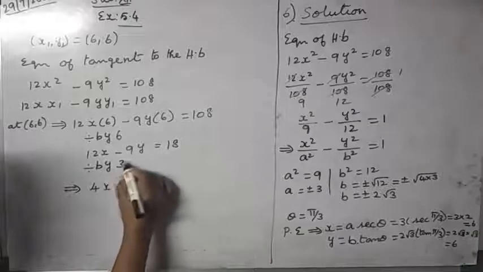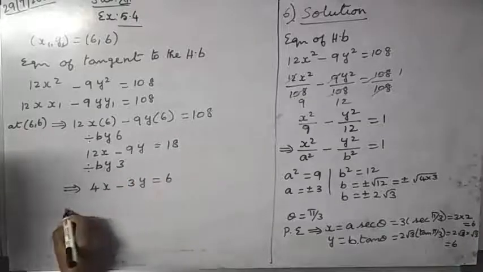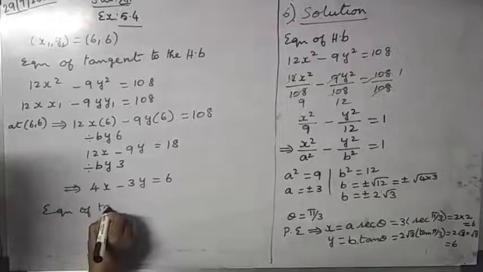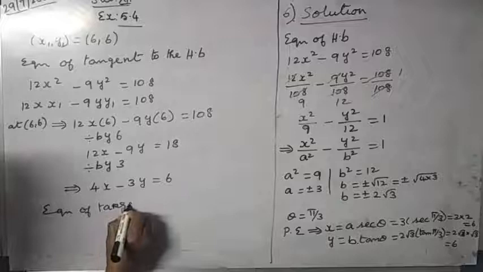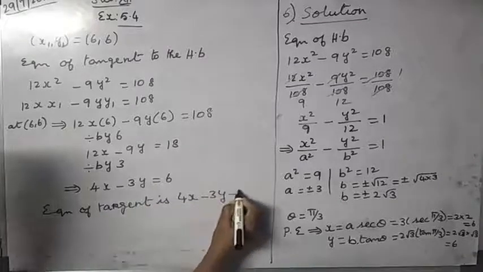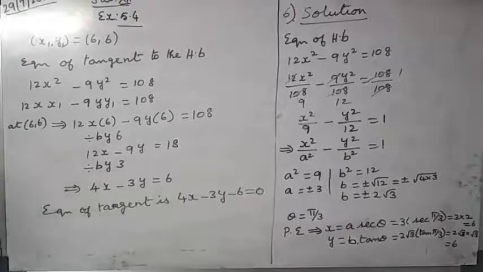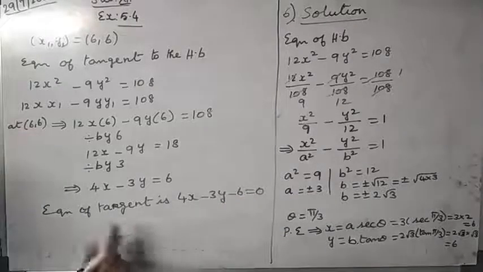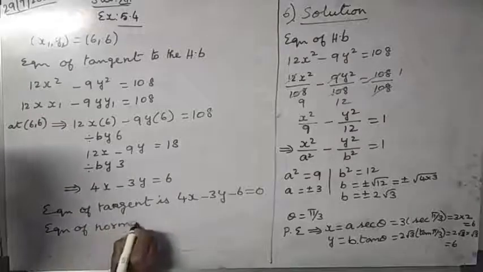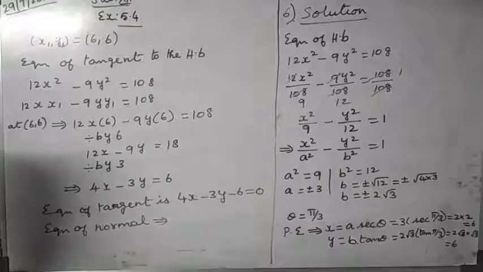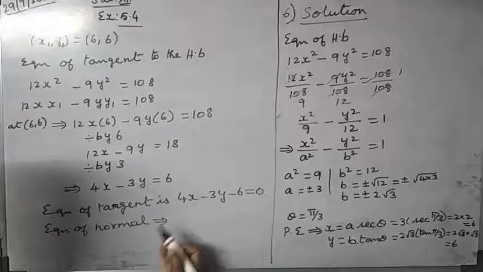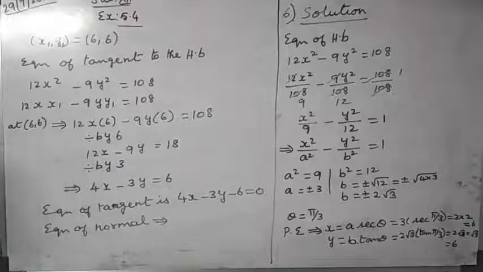3y is equal to 18 by 3, which is 6. So the equation of tangent is 4x minus 3y minus 6 equal to 0. Now, after getting this, if we want to find the equation of normal, you just transfer or alter the coefficients of x and y.